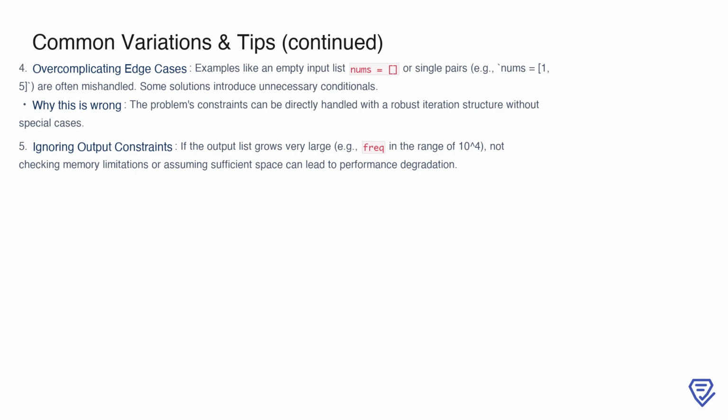Additionally, ignoring output constraints is problematic when dealing with very large inputs. For instance, if frequency values are in the range of 10,000, failing to account for memory limitations can slow down performance significantly. Always ensure your solution is optimized and can handle the upper bounds of the constraints effectively.